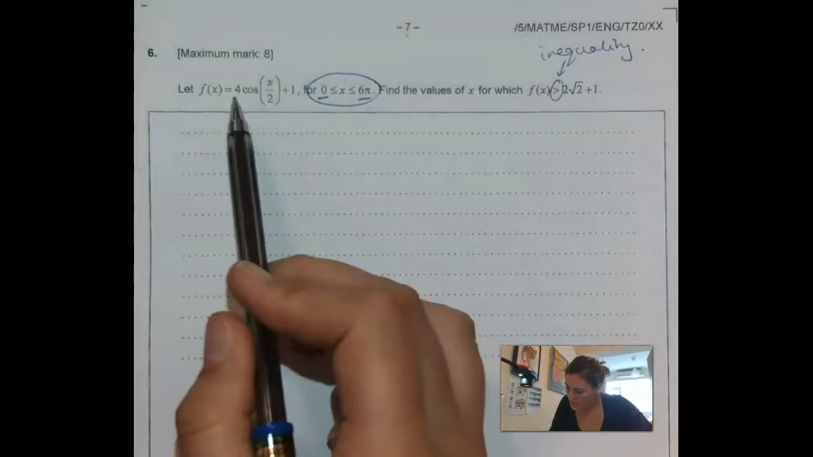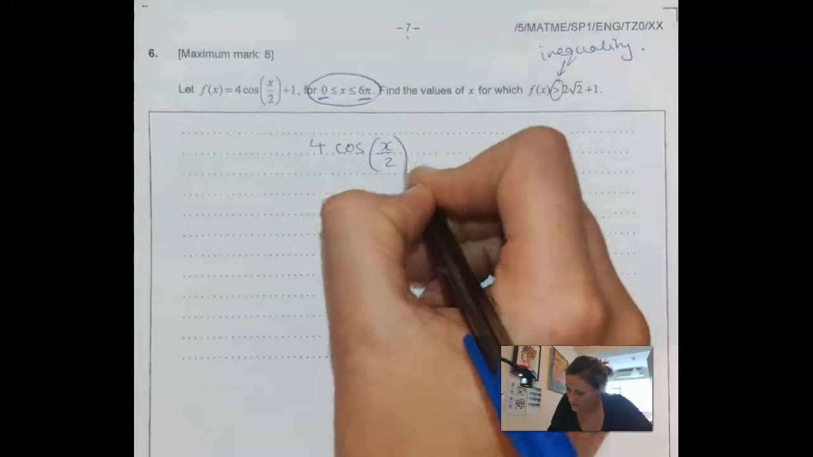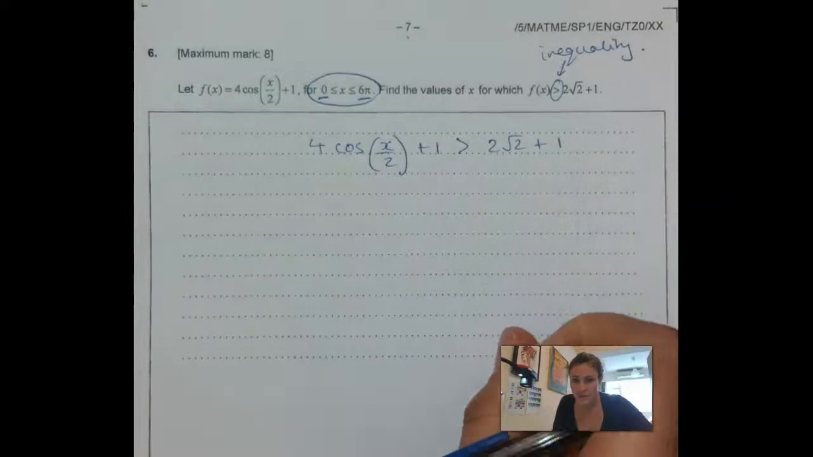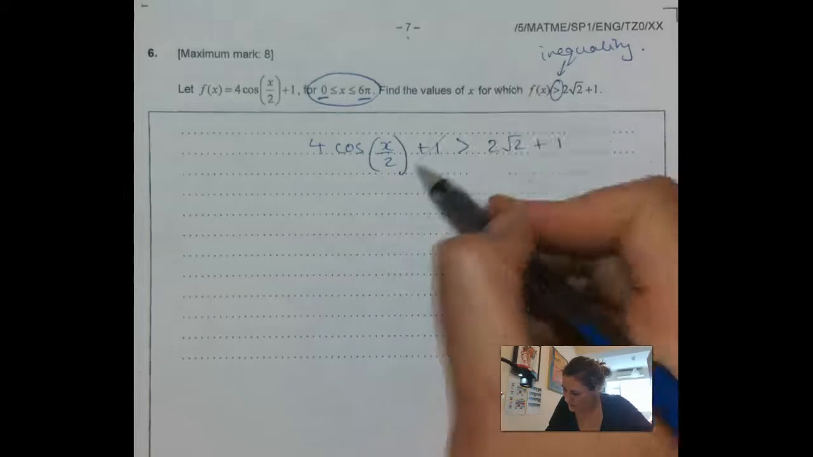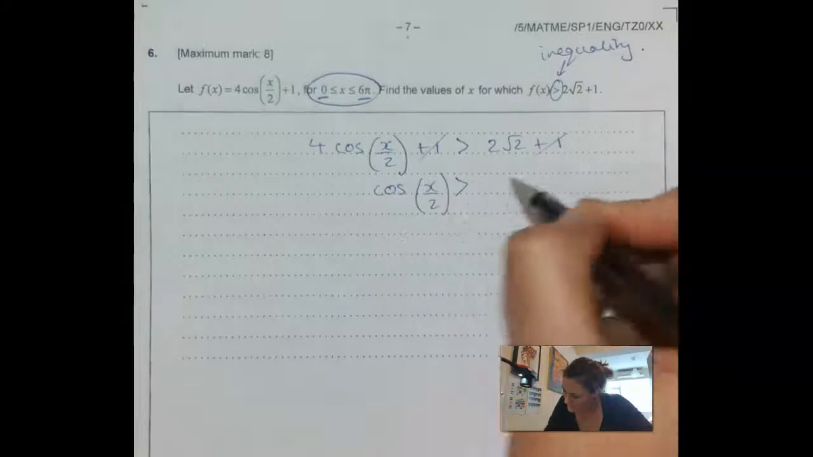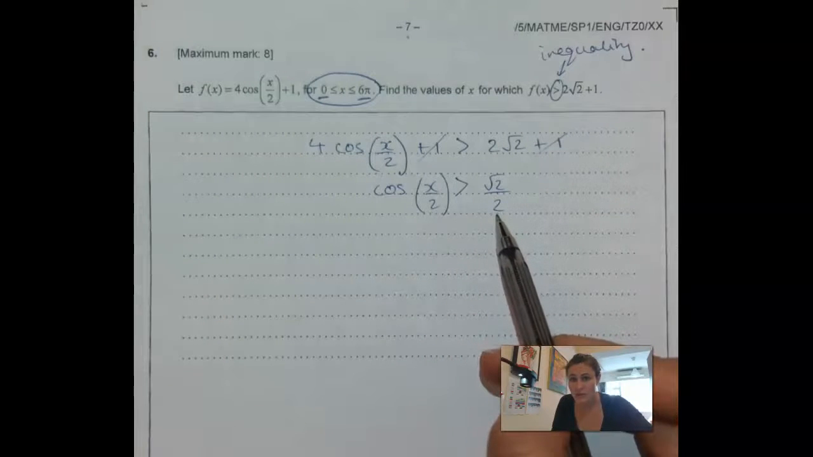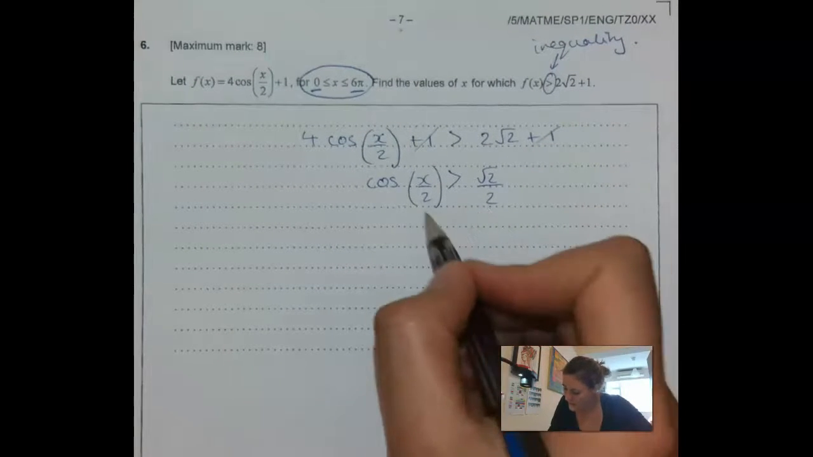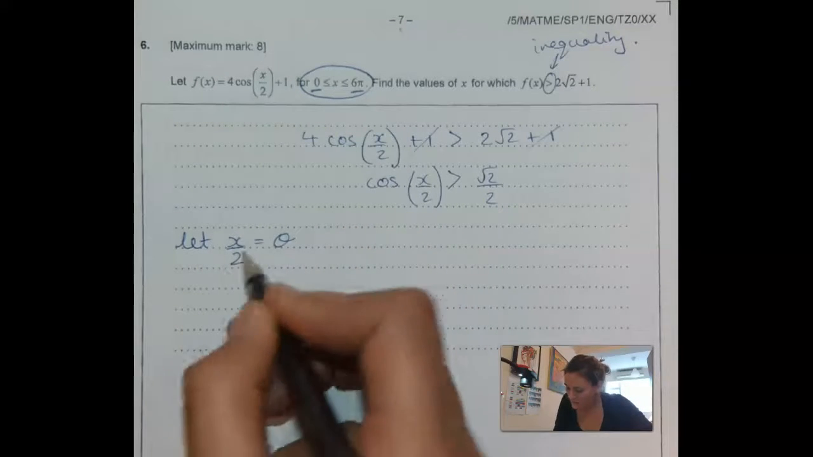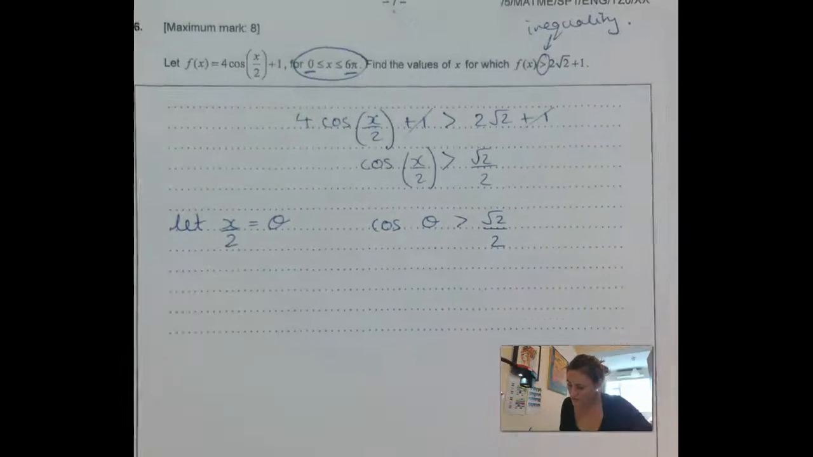So essentially we're being told f of x, which is this, is greater than 2 root 2 plus 1. So we'll start off with trying to simplify this down. We can cancel off the 1's, we can divide by 4, and so we get cos of x over 2 is greater than root 2 over 2. Now I think at this stage it's probably easier to say let x over 2 be theta. Okay, so we've got cos of theta is greater than root 2 over 2.